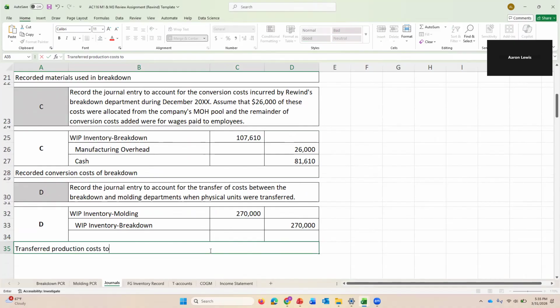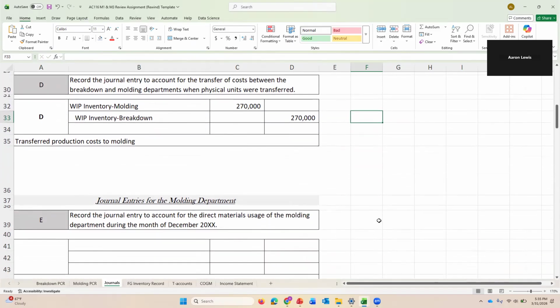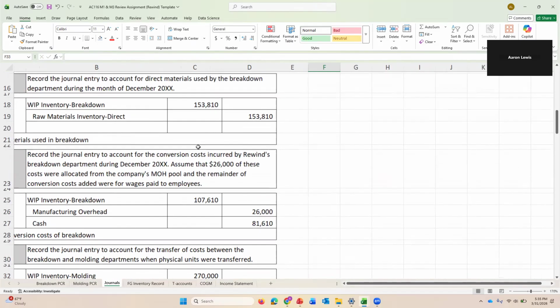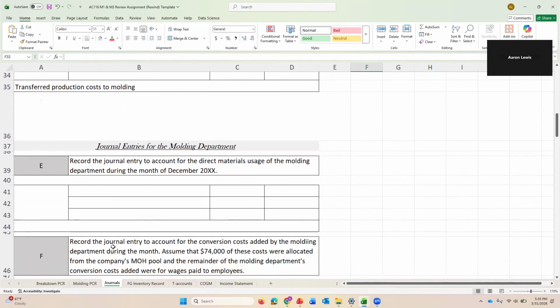And here we transferred production costs to molding. And now the molding department has all of this inventory that there's cost into, and they need to add their own unique costs. So we're kind of going to repeat the same process that we just did up here for B, C, and D, but for the second department.